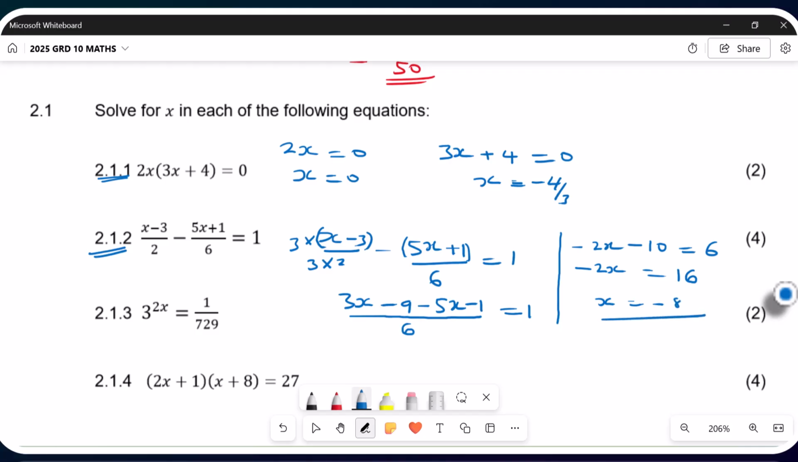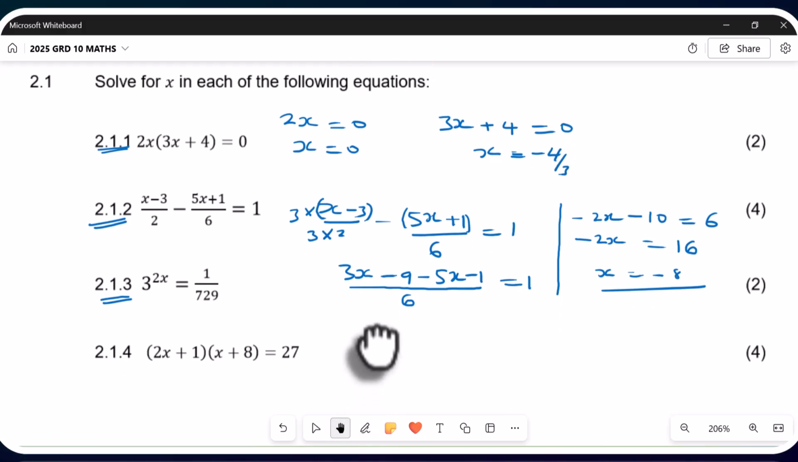2x multiplied by negative 8 equals negative 16x, isn't it? What about 1 times x? Plus 16, 17x. We need to get the same bases. Then 1 times 8 is 8. Then minus 27 equals to 0.